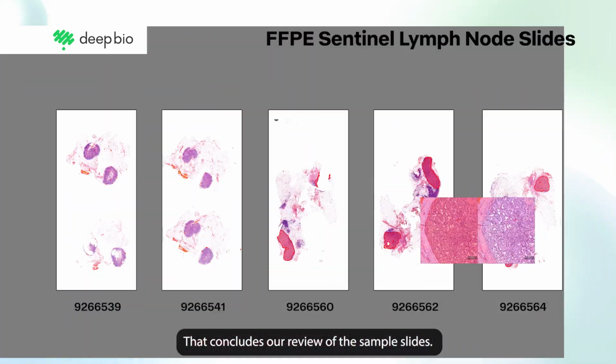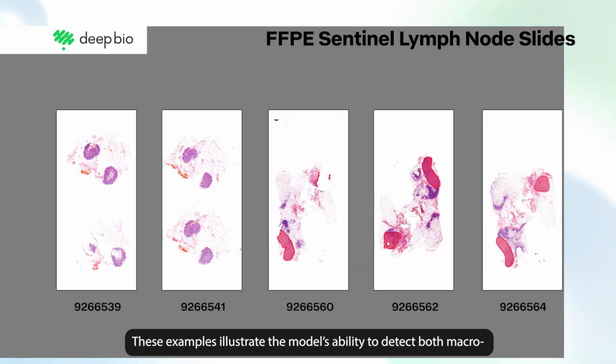That concludes our review of the sample slides. These examples illustrate the model's ability to detect both macro and micrometastases, even in challenging conditions like variable staining, tissue artifacts, and small or irregular tumor clusters.